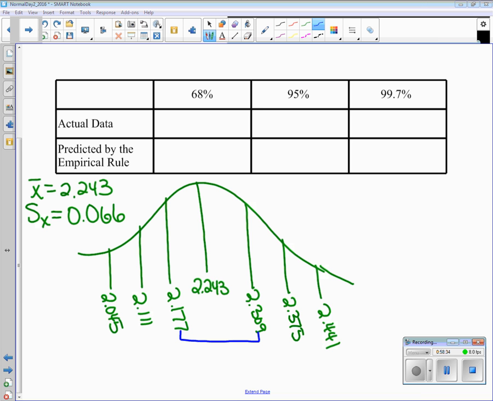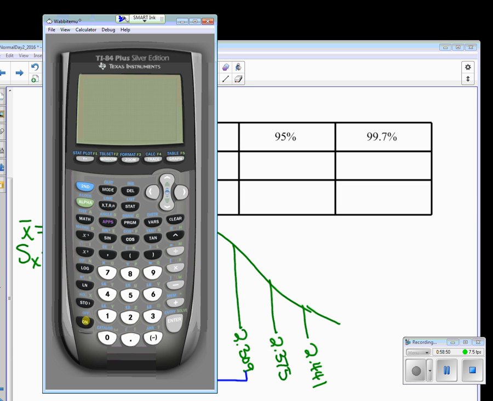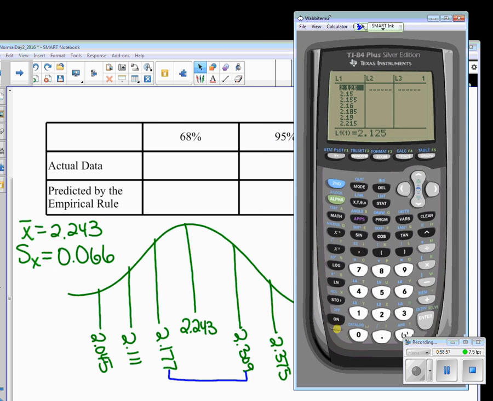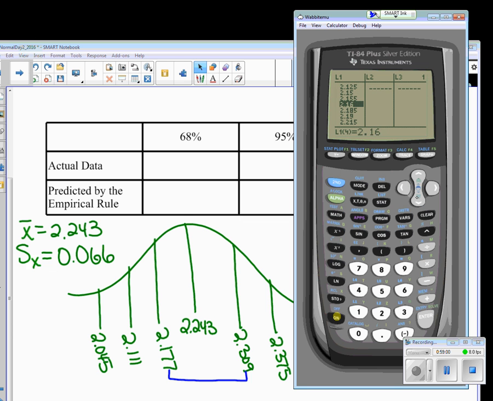I want you to count them. Didn't we sort the data before? So that's a reason why I had you sort it. 68% is between the first group. How many of them? We can count. So we're going to come up here, stat edit, and what was that first number? 2.177? Isn't this the first number that falls in that range? I want it to be bigger than 2.177, but smaller than 2.309.